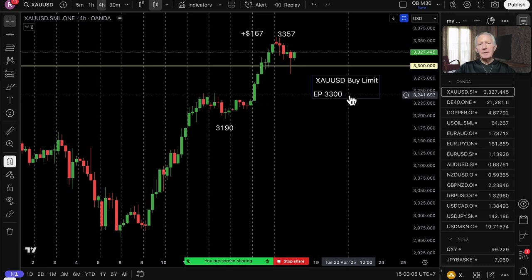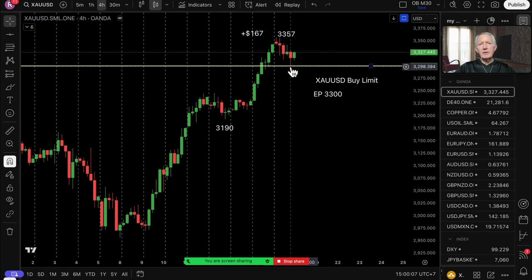So I have a buy limit. Let's let that come down. It did already retrace on Thursday to our support level there at 3,300. So let's see if that will pull back at least to that level again, give us a better price. And that's the buy limit I have for this upcoming week on gold, 3,300.